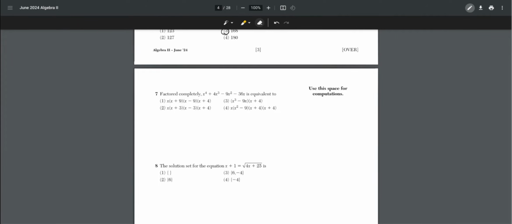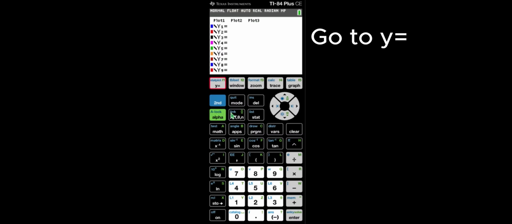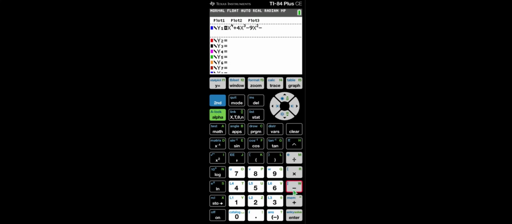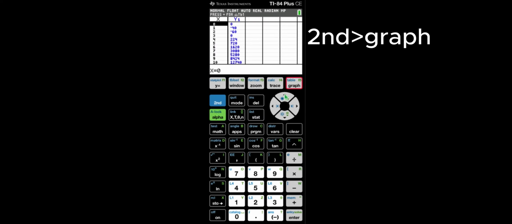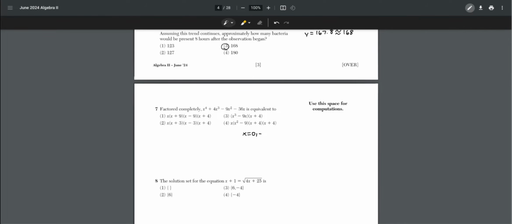Number 7. Factored completely, x to the 4 plus 4x to the 3 minus 9x squared minus 36x is equivalent to. Let's go to the calculator and input this into y equals. Then go to second graph. Then find the zeros, whatever x values make y equal to 0. x is equal to 0, negative 3, positive 3, and negative 4, which is x times x plus 3 times x minus 3 times x plus 4, which is choice 2.